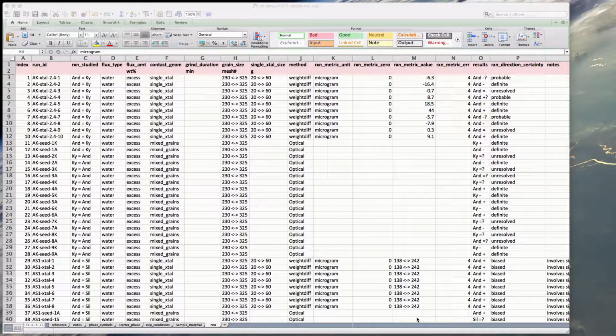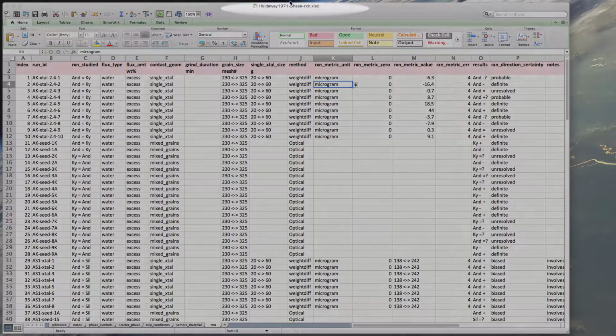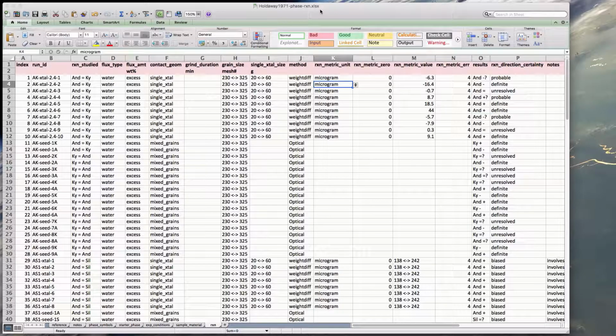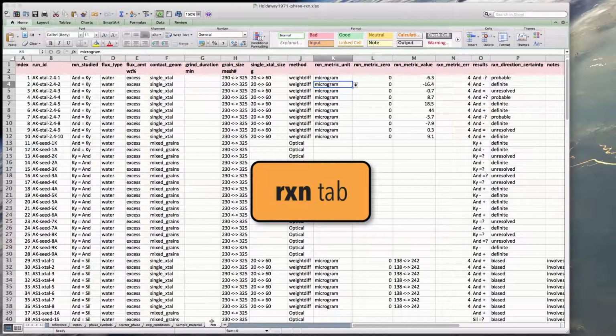Hi everyone, Aaron here. Direct observations of chemical or phase reactions are the fundamental data type used to calibrate thermodynamic models. In the Enki project, we use the phase reaction database file in order to capture this type of information. Specifically, the data having to do with the reaction is stored in the reaction tab, RxN.